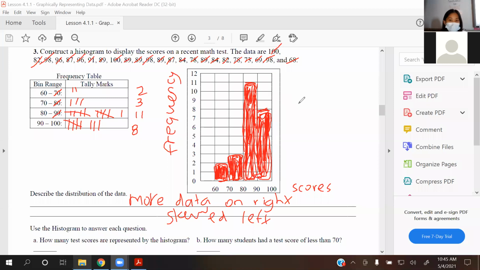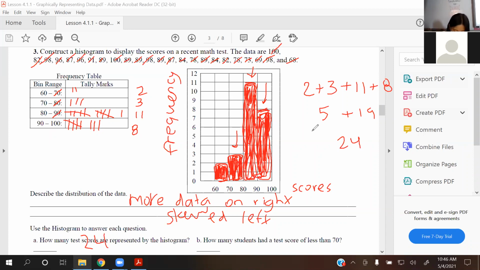So how many test scores are represented by the histogram? You can actually look at the frequency. So this first bin has a frequency of 2. So I'm going to write 2 plus this second bin has a frequency of 3. And then this third bin has a frequency of 11. Fourth bin has a frequency of 8. So if you add up all the frequencies, it's essentially the same as counting the dots. So 2 plus 3 plus 11 plus 8, that would be 5 plus 19, which gives us 24. So 24 test scores are represented by the histogram.